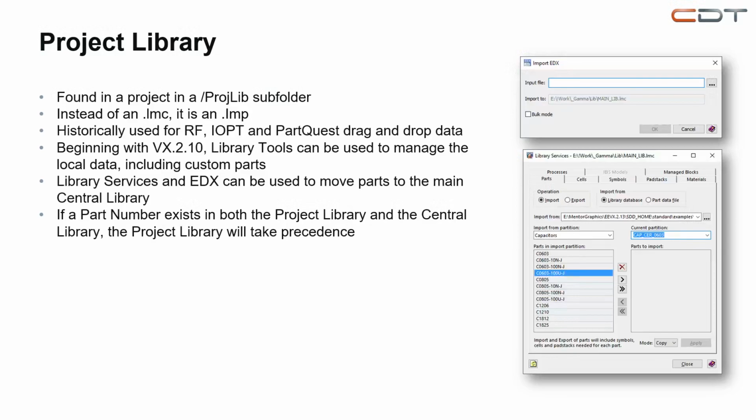You can use library services tools and an EDX file to move parts to the main central library. If a part number exists both in the project library and the central library, the project library will take precedence.